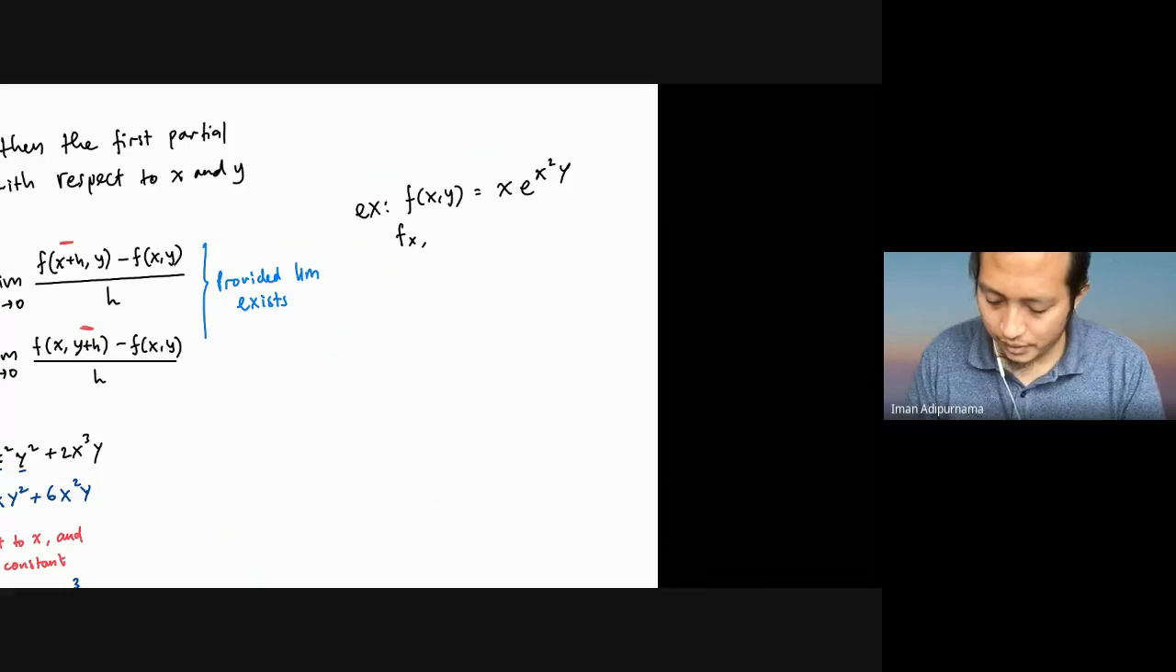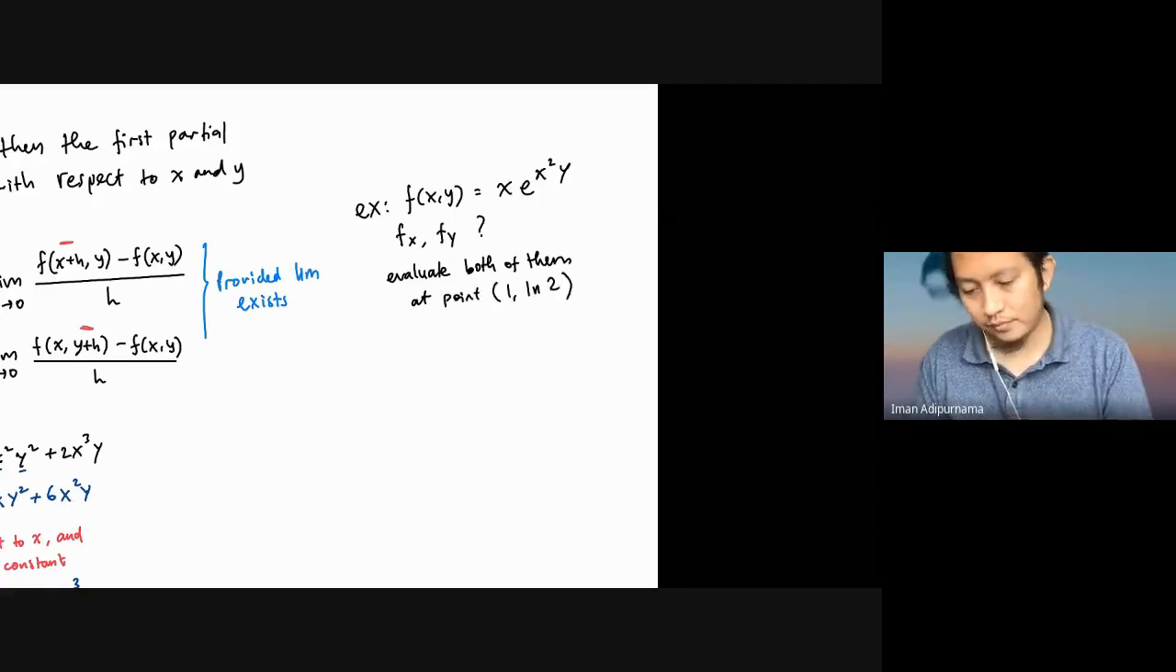Find fx, fy, and then evaluate both of them at point (1, ln 2). I'm giving you a couple of minutes to check whether you get the idea of partial derivative or not. Okay.